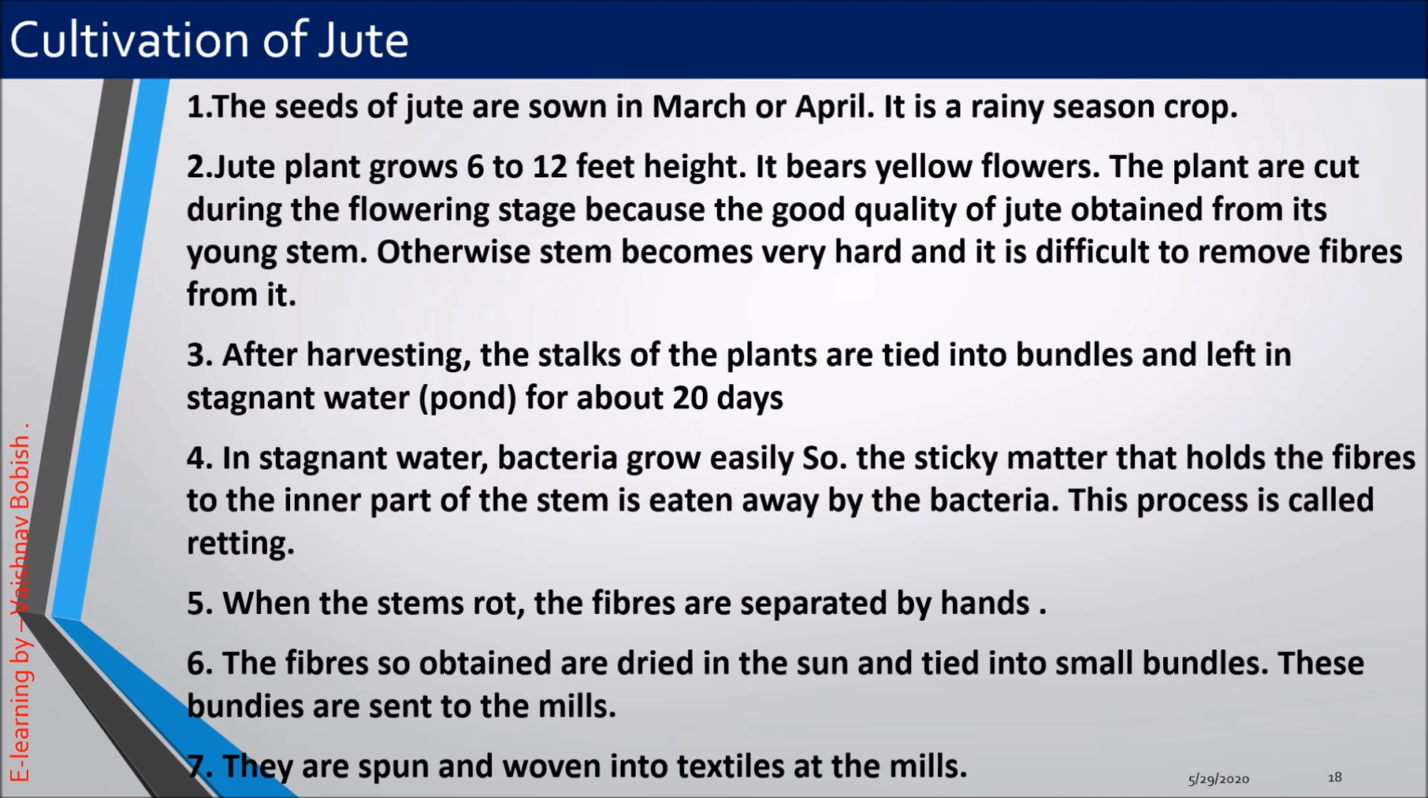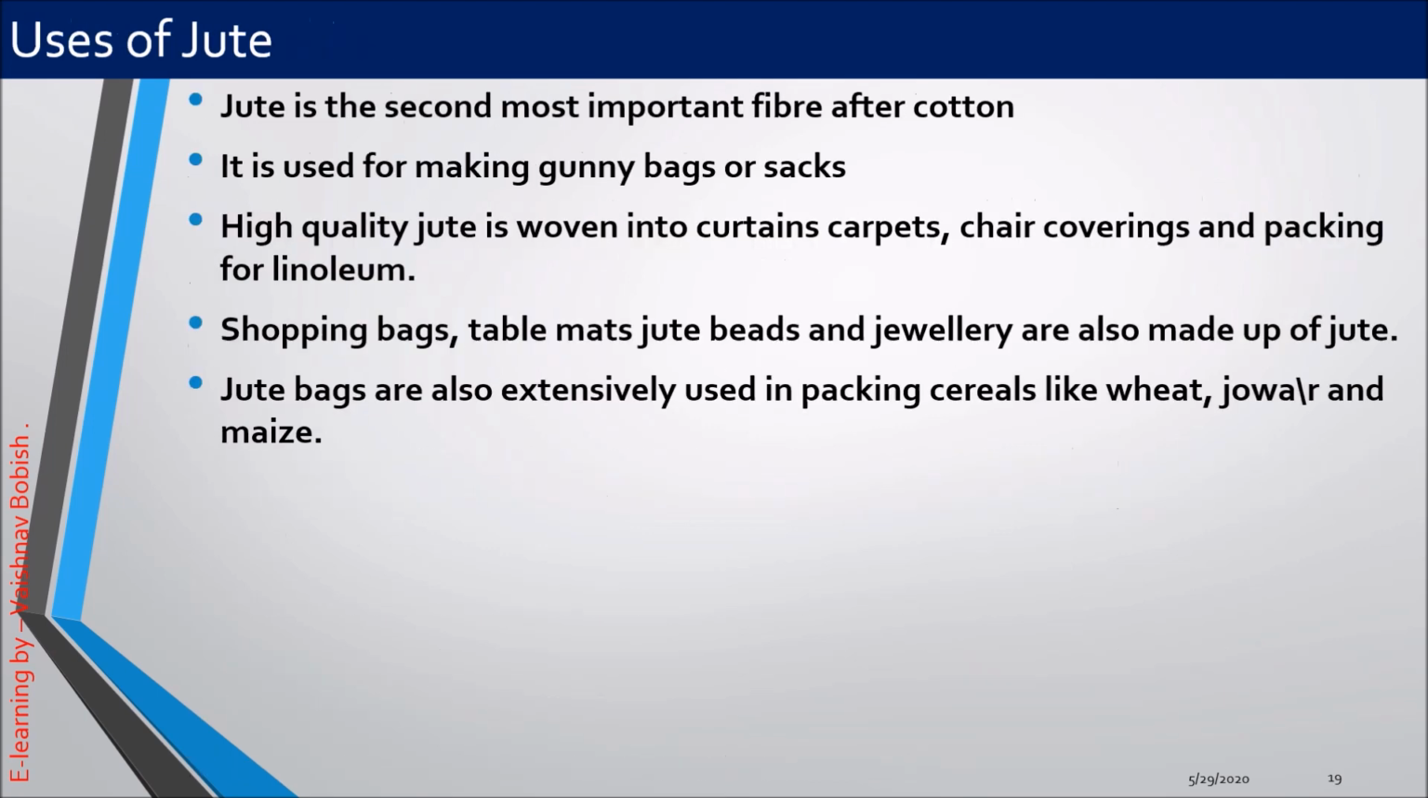When the stems rot, the fibers are separated by hands. The fibers so obtained are dried in the sun and tied into small bundles. These bundles are sent to the mills. They are spun and woven into textiles at the mills.